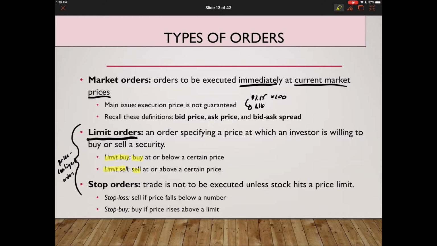And then we also have stop orders. A stop order is when a trade is not to be executed unless the stock hits a price limit. The most common type of stop order is what is called a stop loss order, and that tells the broker to sell if the price falls below a particular number to stop your losses. But there are also stop buy orders, where you buy if the price rises above a limit.